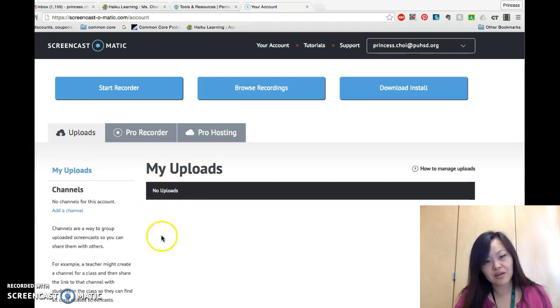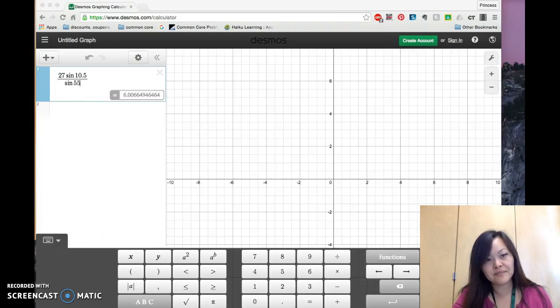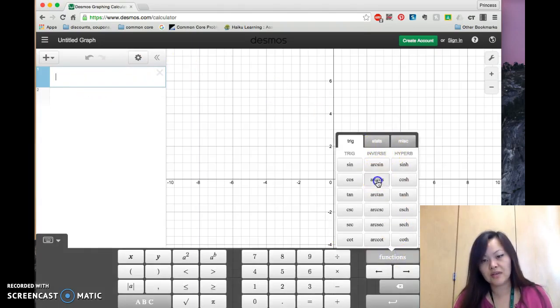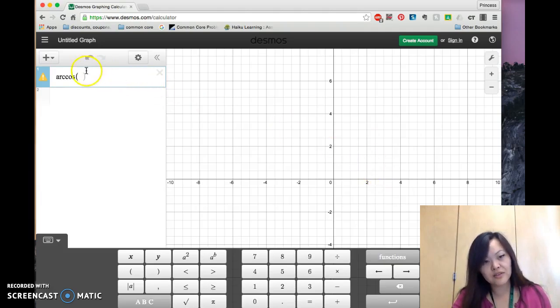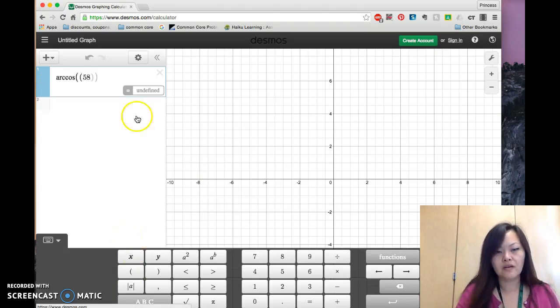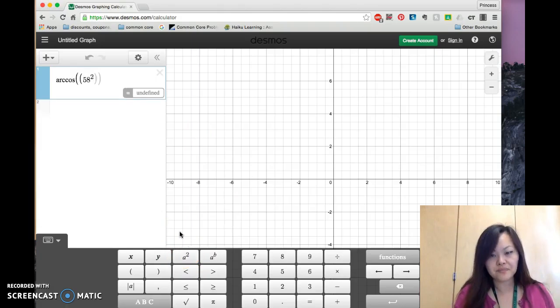So let's go into our handy dandy calculator. And over here, I just want to remind you to find the inverse of cosine, you have to go here, so that would be our cosine. And then you see how there's a parenthesis? Well, you need to put another parenthesis right in there because you have to put all the numbers on top. You know, n squared is right here.